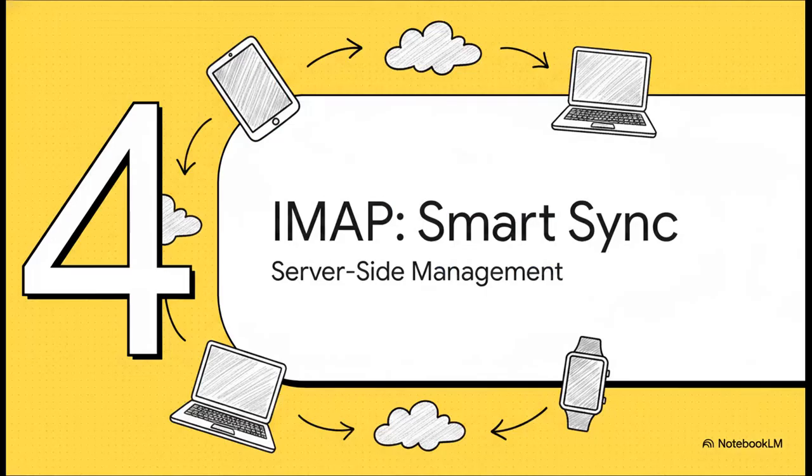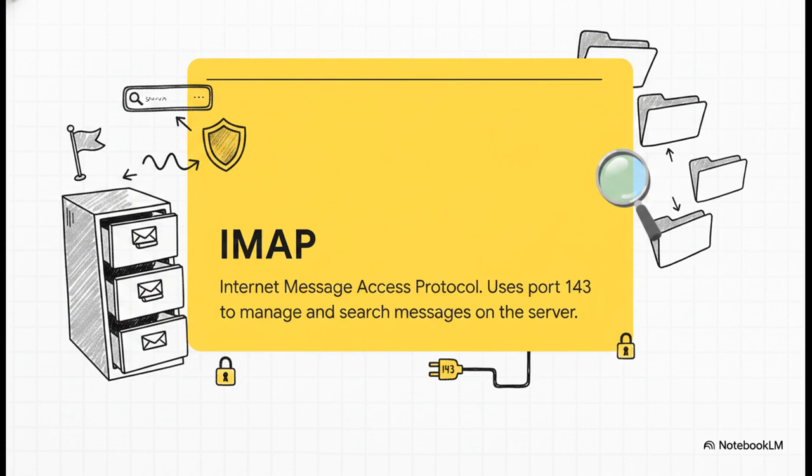Because we all use multiple devices now, the internet desperately needed an upgrade. And that's where IMAP comes in, the smart sync. The Internet Message Access Protocol, or IMAP, is essentially the internet's magical filing cabinet. Listening on port 143, IMAP lets you securely log in and manipulate your emails without ripping them off the server entirely. You can create folders, flag important messages, and run complex searches, all directly on the server itself.